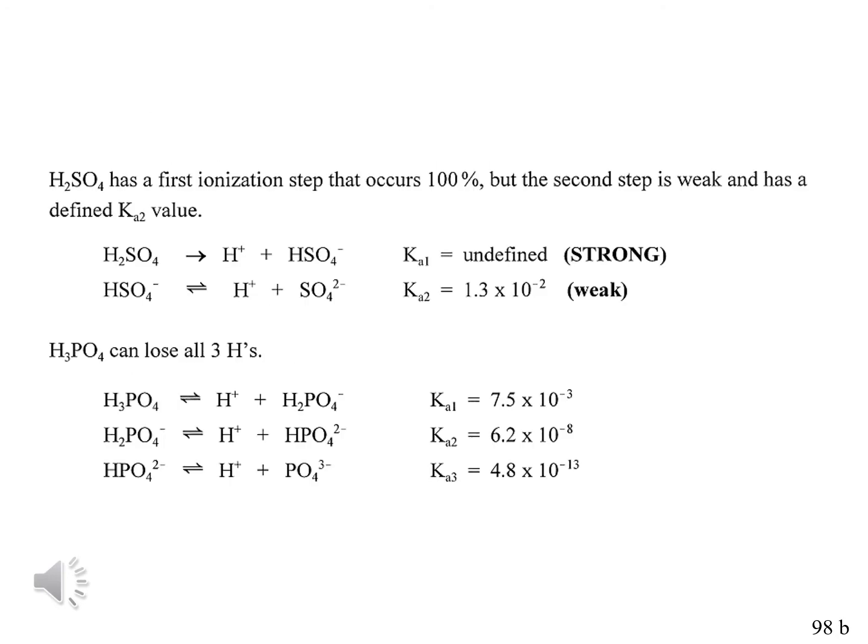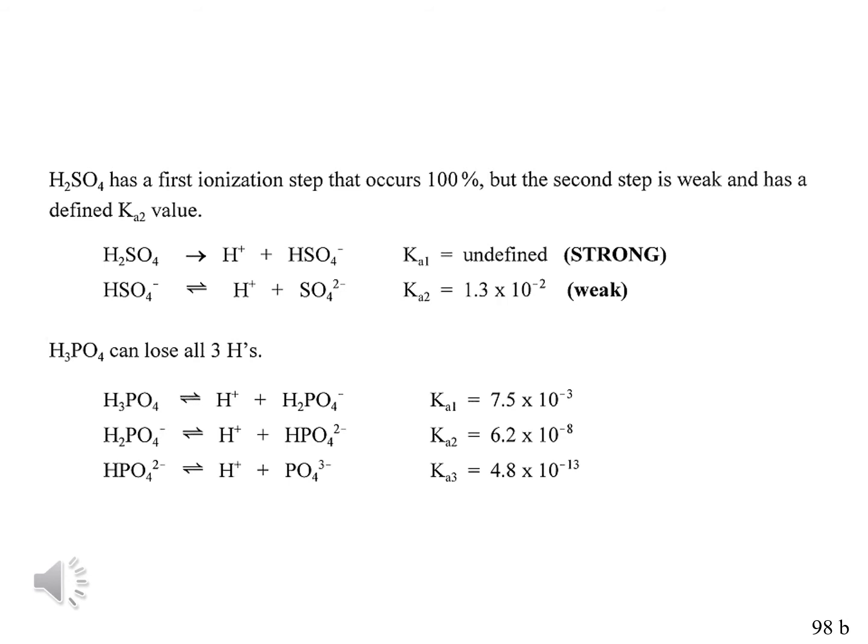The next one I want to show, though, is sulfuric acid. When you lose the first H from sulfuric acid, you do end up with an ion HSO4-, but that is a strong step. It happens 100%. But then when you lose the second H from HSO4-, that is a weak step, which has a Ka2. And so we're always going to have to talk about sulfate and sulfuric acid separately because it has unique properties because of that.